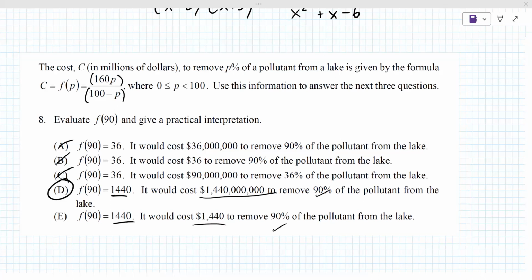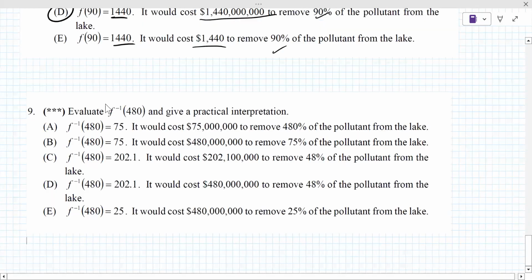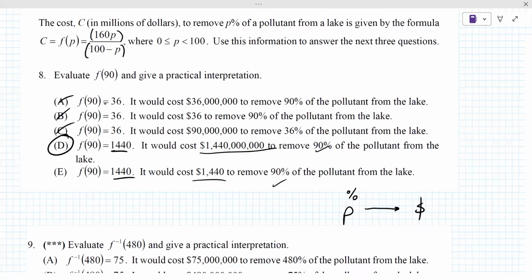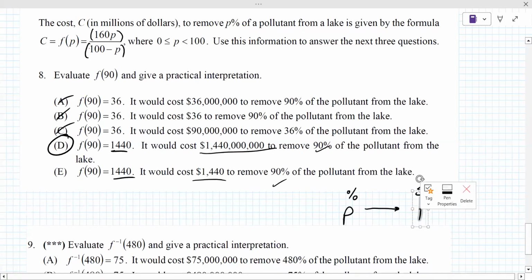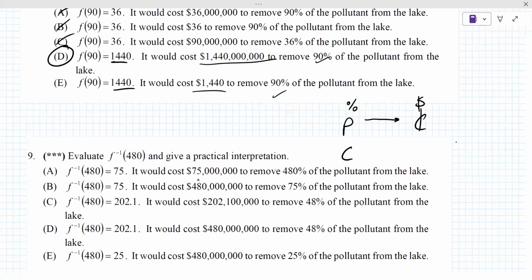Number 9 here. Inverse. So the inverse is all about understanding how the units play in when you're looking at something like this. So it's referring back to the previous problem. What might be good to do is P in the original problem, which is percentage of pollutants, produces the cost C in dollars. So now when we're doing the inverse, it's going the other direction. The input is C to produce P. So this 480 is the input now. It's the cost.